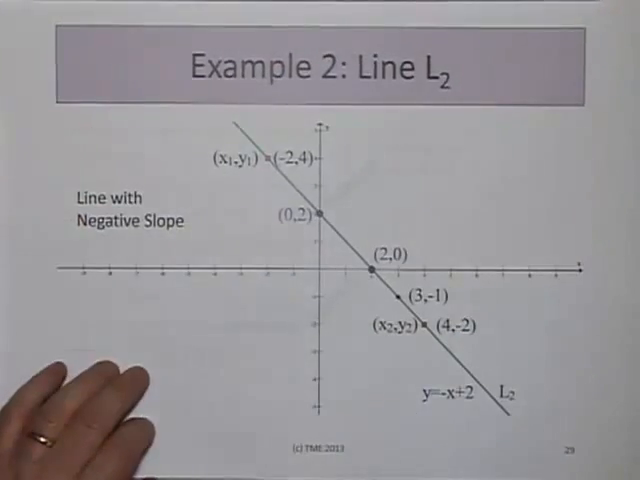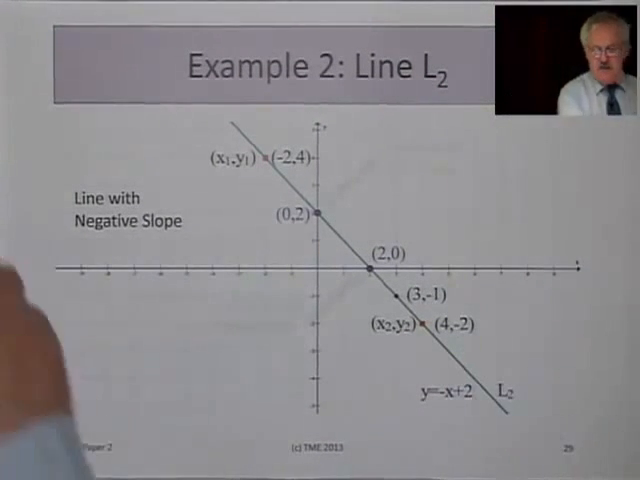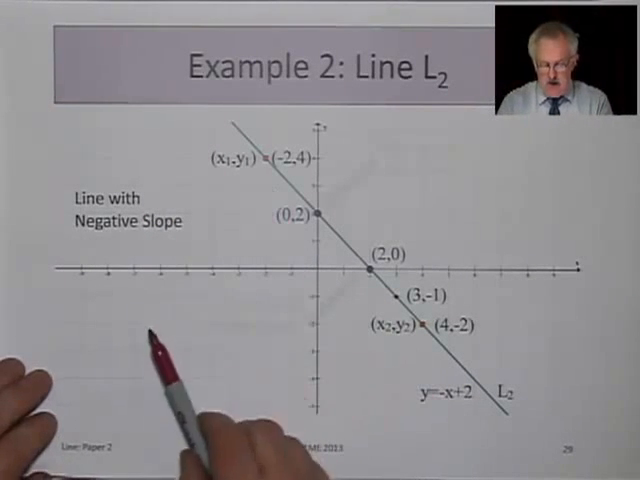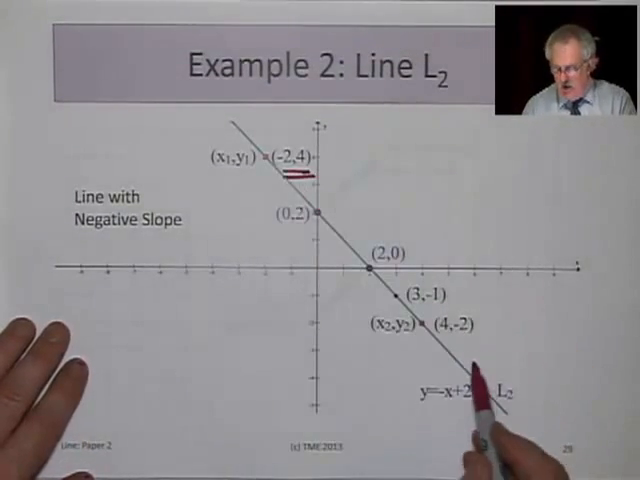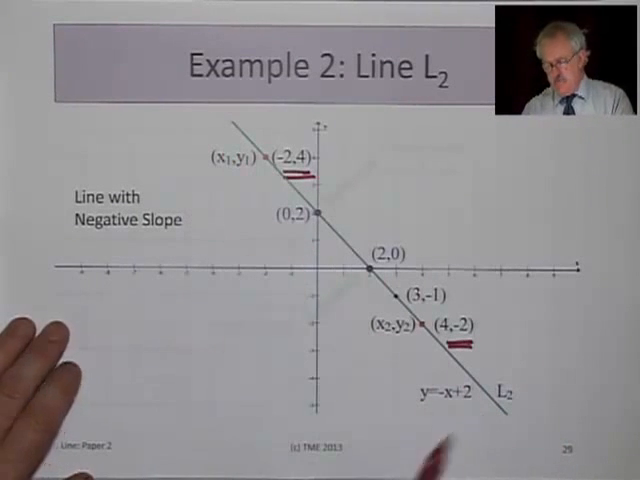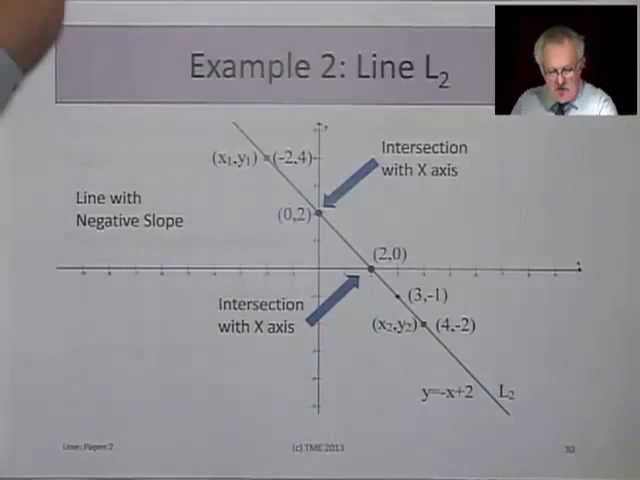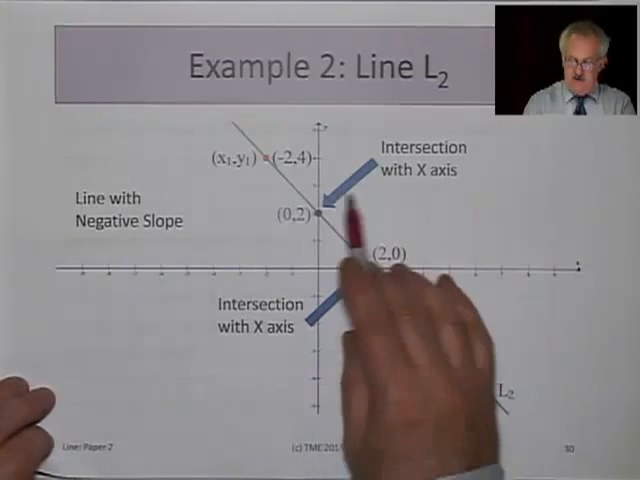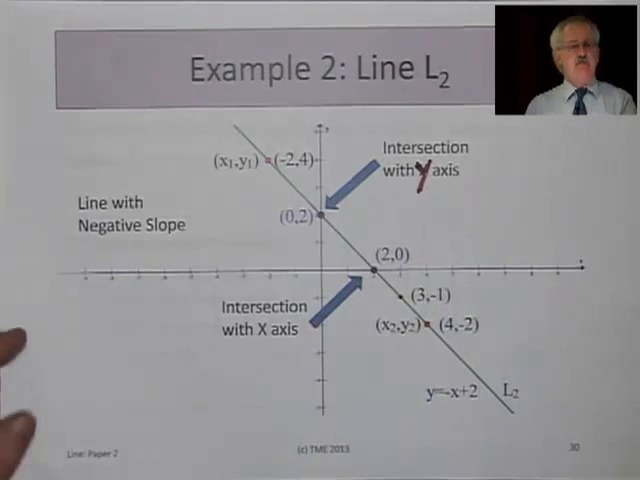So we move on now, and we look to line number 2, and we're saying this is a line with negative slope. Intentionally, we're looking down here. How do we do this? We've got 2 points, maybe: a point here, minus 2, 4, and minus 4, 2. So it's rapidly falling. And we have the equation of the line given to us again. Now we have the intersection with our x-axis as before, and our y-axis as before.